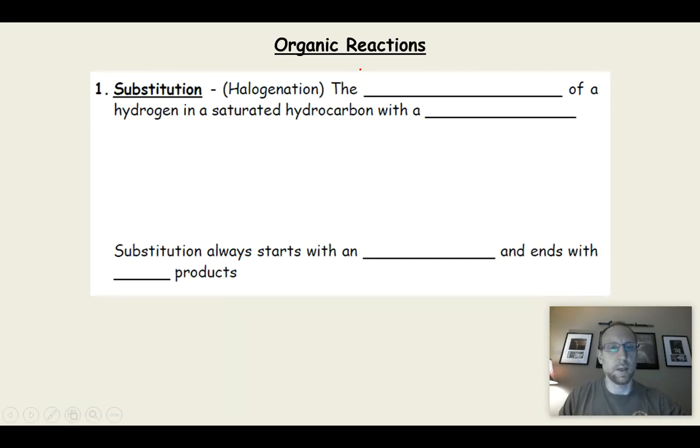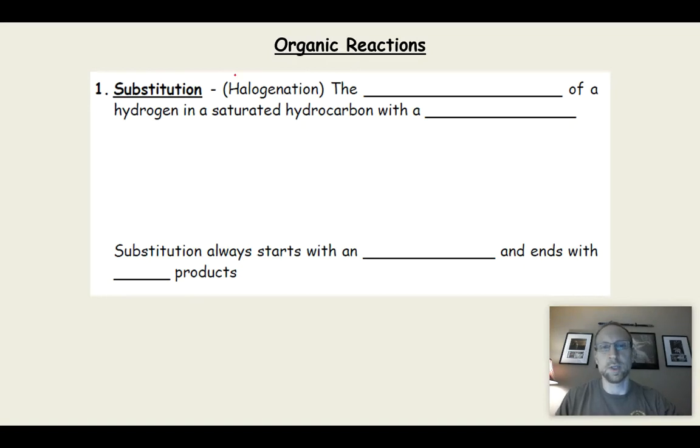Hello again. So now that we've done all of the other types of organic compounds, the last thing we have to do in this unit is talk about the various organic reactions. So let's go through those different types of organic reactions. The first three are probably the most important ones that you need to know. And then the other ones, it's helpful to be familiar with them and know the basics about them.